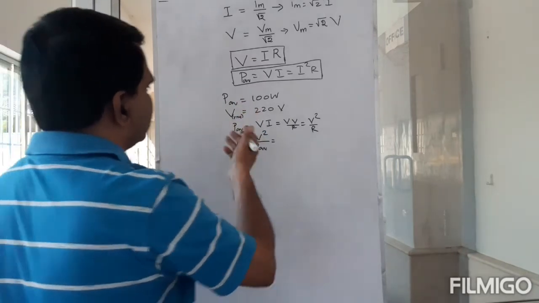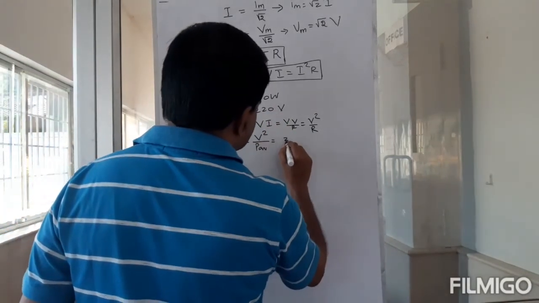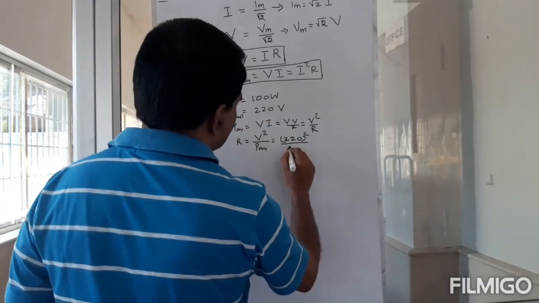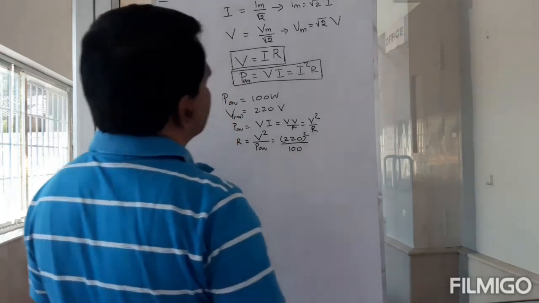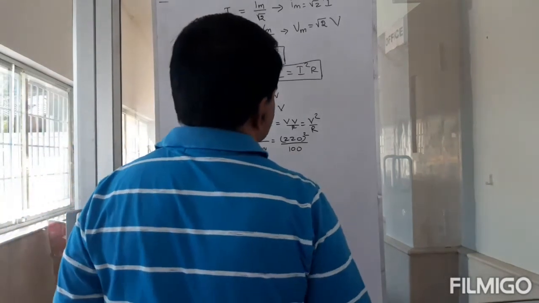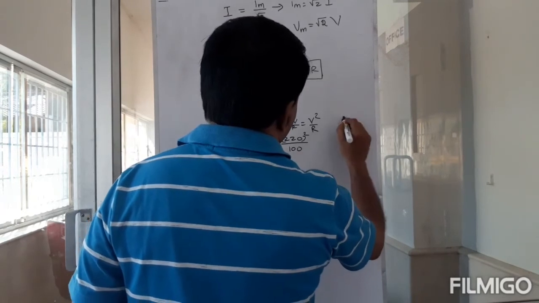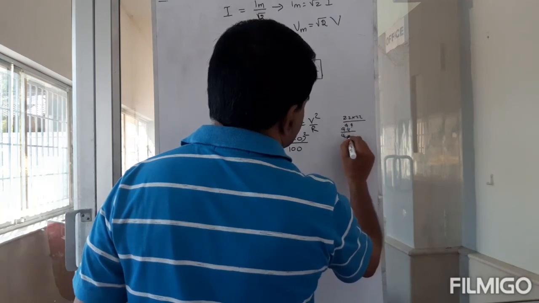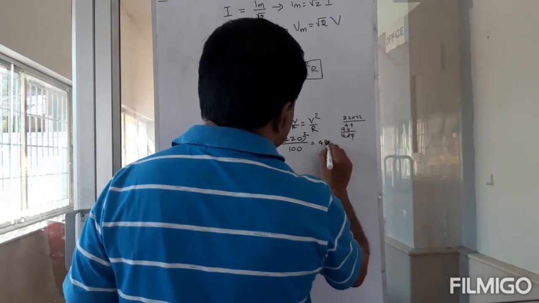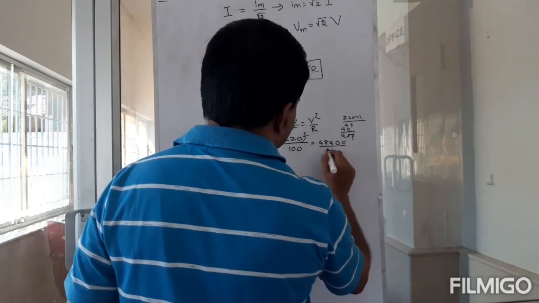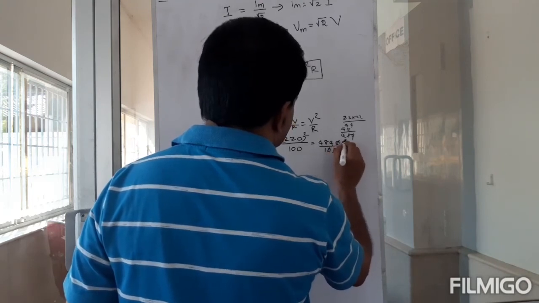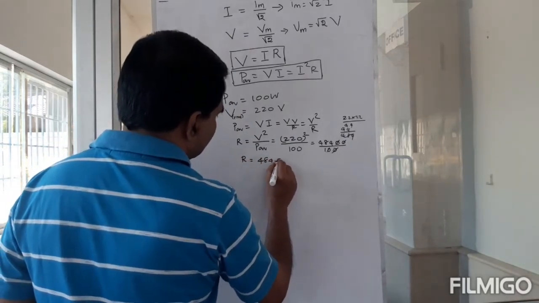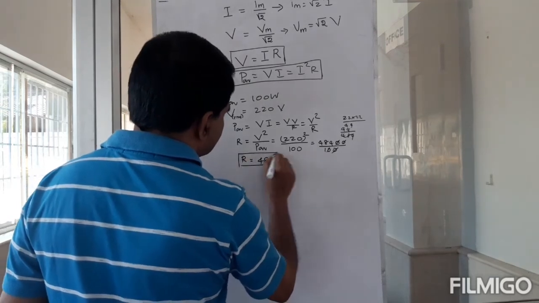That's all. So what is the VRMS? V RMS is 220 squared, 220 whole square divided by average power 100. So what are you going to get? So 22 squared would be 484. So it's going to be 484, 2 zeros divided by 100. And this will cancel. So the resistance is equal to 484 ohms. And that's the resistance of the bulb.